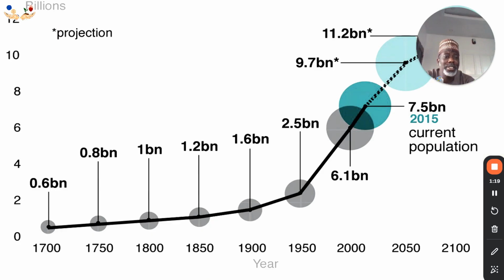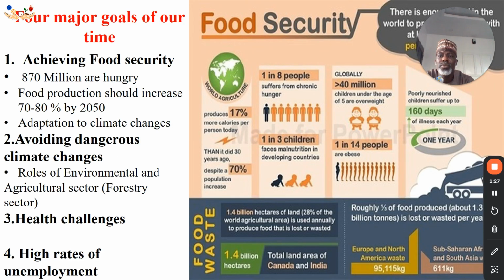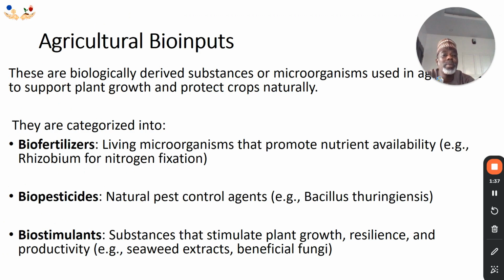This is the projection showing the trends of how the increase in population is going to be in some years to come. There are four major goals of our time: achieving food security, avoiding dangerous climate change, addressing health challenges, and the high rate of unemployment.